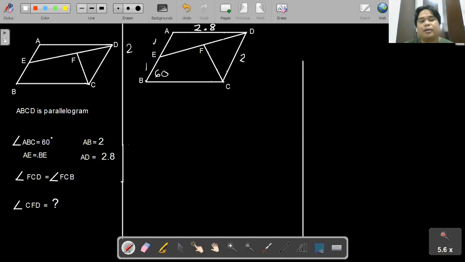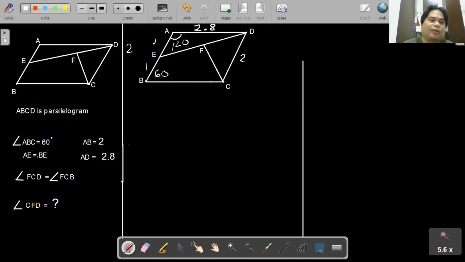So now we have already established the conditions as given in the problem. But we can further place more conditions, this time using the properties of a parallelogram. According to one of the properties of a parallelogram, the adjacent angles should be supplementary, meaning they add up to 180. So if this angle ABC is 60, then by definition, this angle here should be what? Should be 120. Do you agree? That should be 120.